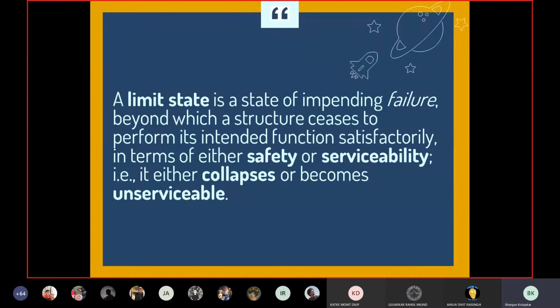If we achieve the state, the structure ceases to perform its intended function satisfactorily, either in terms of safety or serviceability. That is, it either collapses or becomes unserviceable. So our objective, since we have set limit states of strength and limit states of serviceability, is to make sure that the structure does not achieve any of these limit states. If it achieves any of these states, the structure can be called either unsafe or unserviceable.